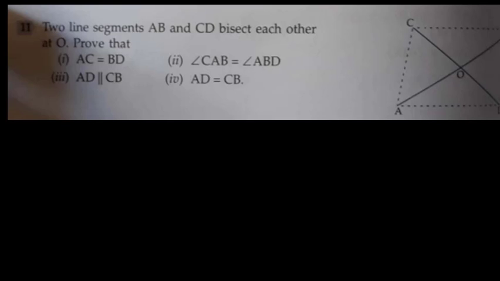Okay, now this 11th question. 2 line segments AB and CD bisect each other at point O. So they are intersecting at point O. We have to prove that AC is equal to BD. And we have to prove that angle CAB is equal to ABD, means this angle and this angle are going to be equal. That I have to prove.